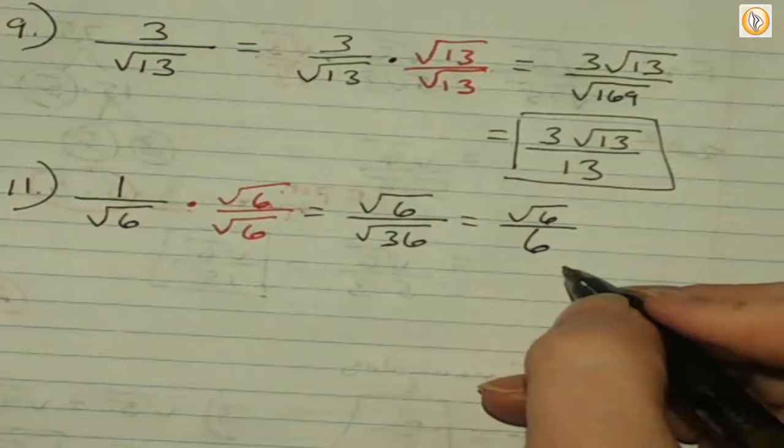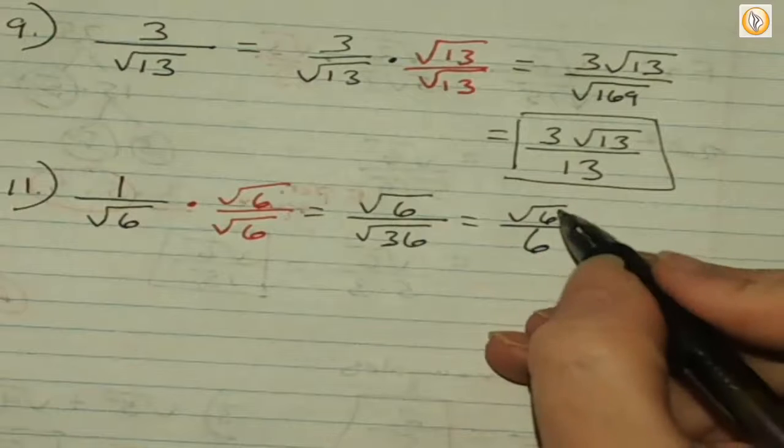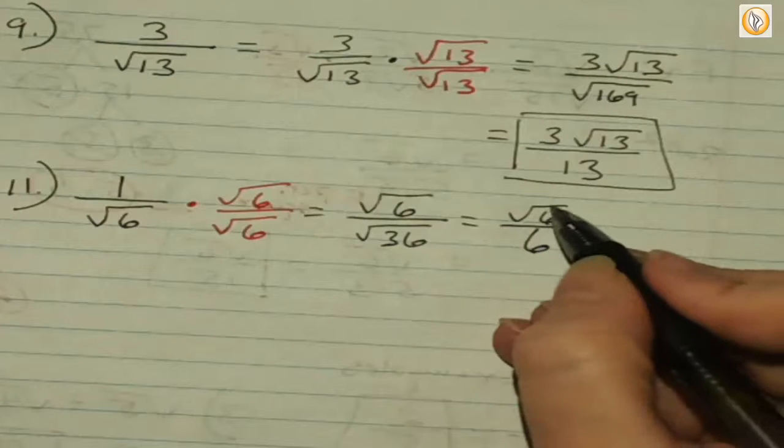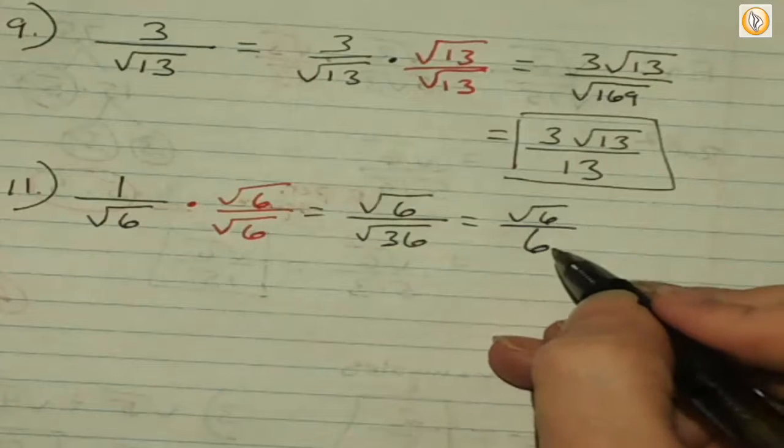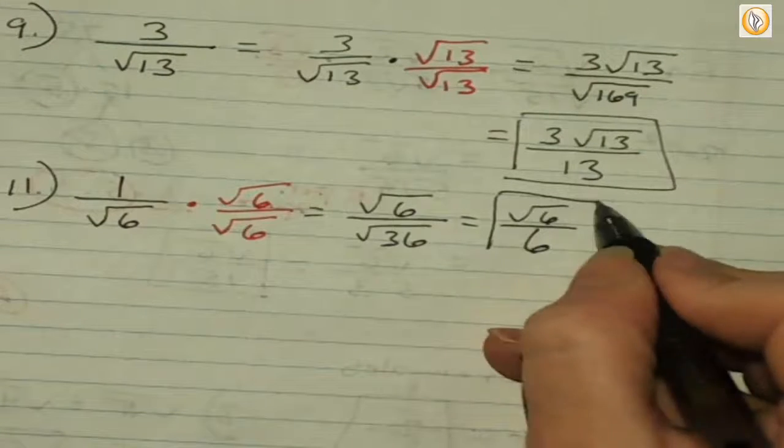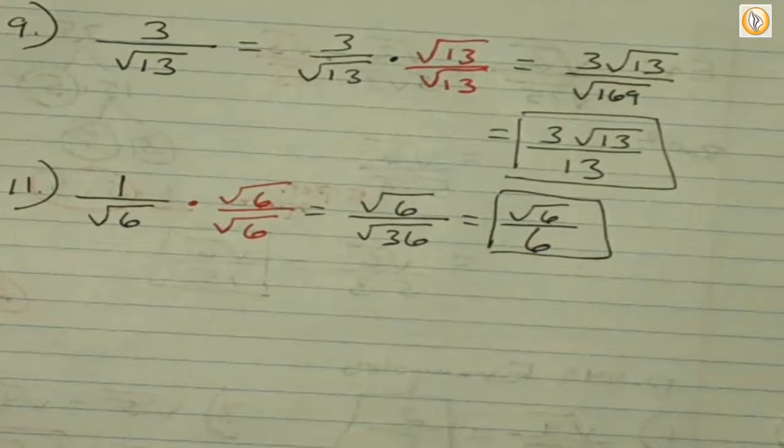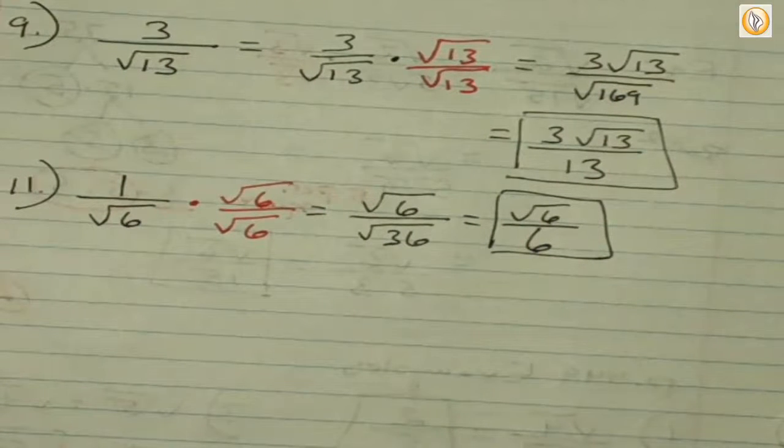And that's it, because we can't divide this. That's a totally separate entity. Square root of 6 divided by plain old 6. Can't do it. You're done.